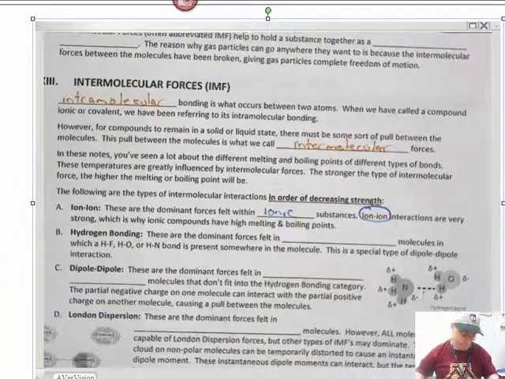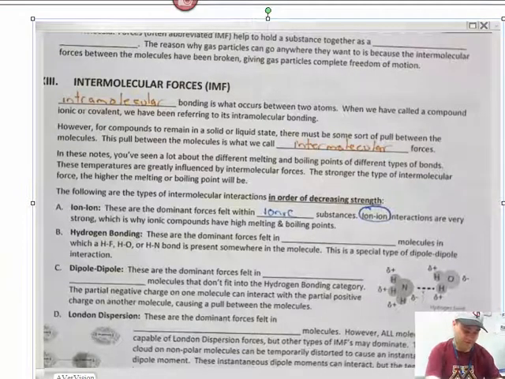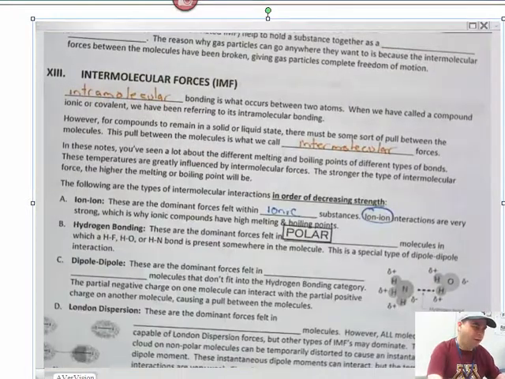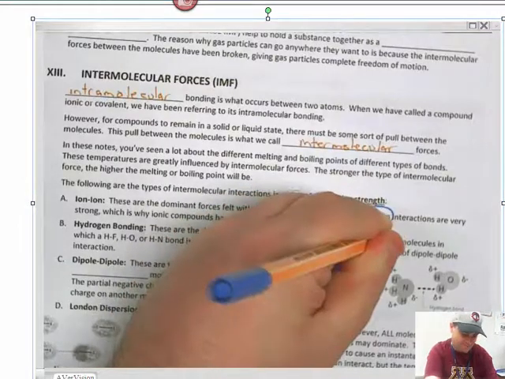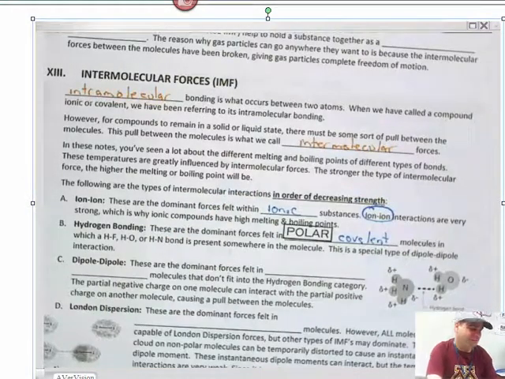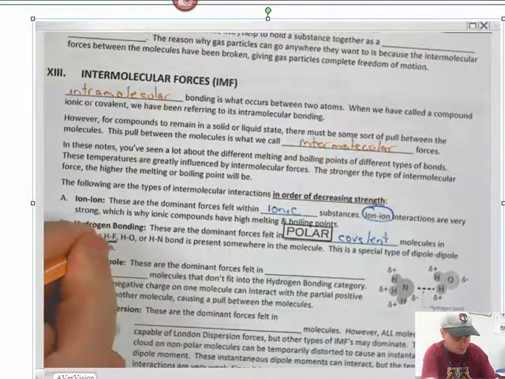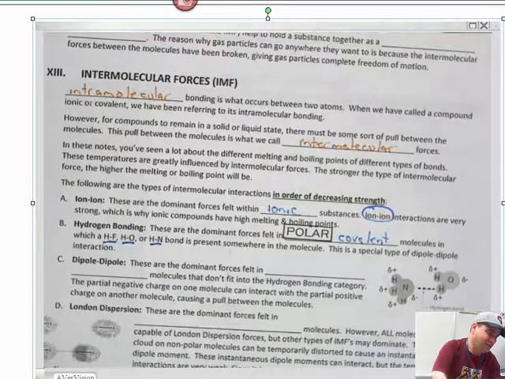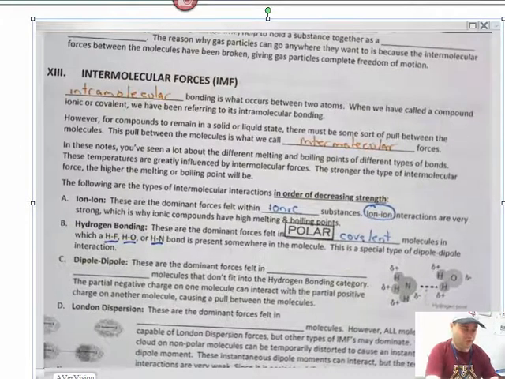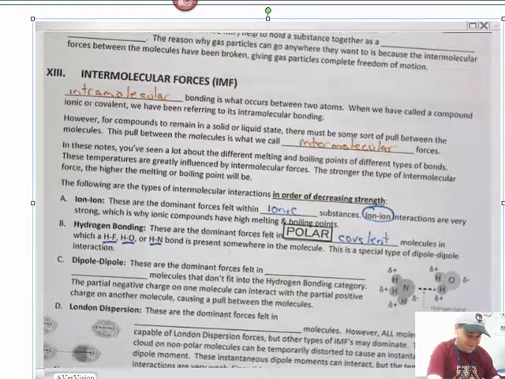Then we get to hydrogen bonding, right? Now, these are felt in, my favorite word, polar covalent molecules. This is when you have HF, HO, or HN bonded together. Those are the only three times it happens. It happens in DNA, for instance. That's how you get your A's to T's and G's to C's based off of hydrogen bonding, which are in polar covalent molecules.